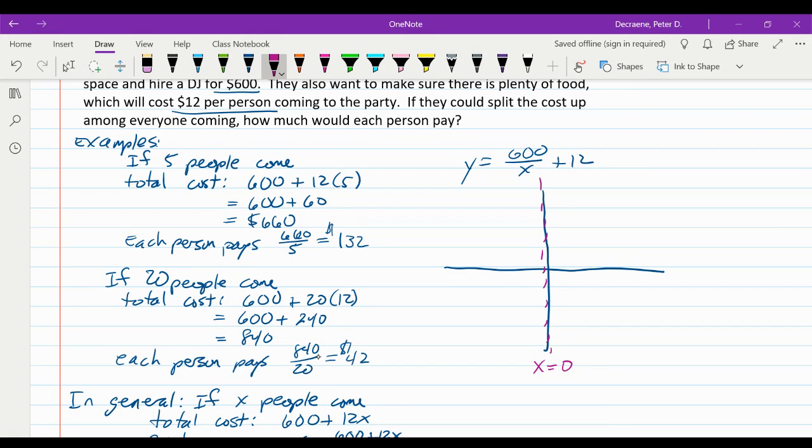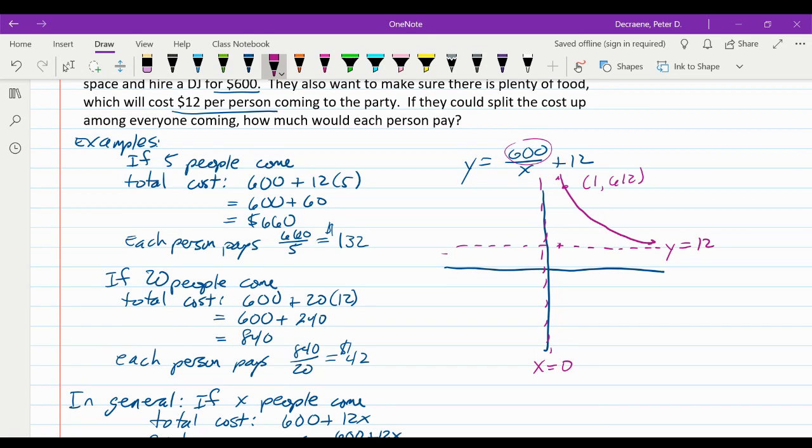If lots and lots of people come, this 600 gets divided up among more and more people, and we could end up paying pennies if it's just a little bit. Plus 12 means that everybody's got to pay the $12. So y equals 12. And this is our stretch factor. If only one person comes, they have to pay all 600 plus 12. So up here, this point is one person is going to pay $612. But as more people come, the graph looks like that.